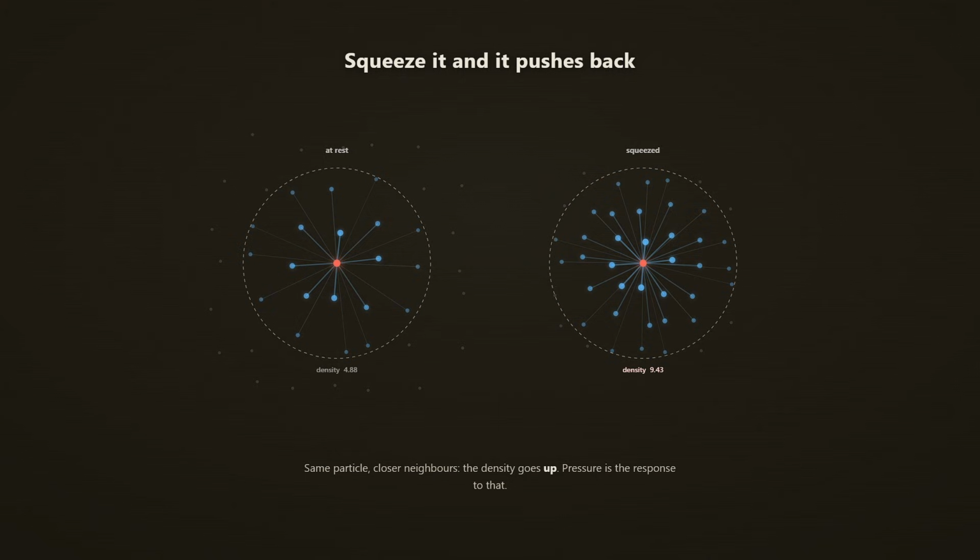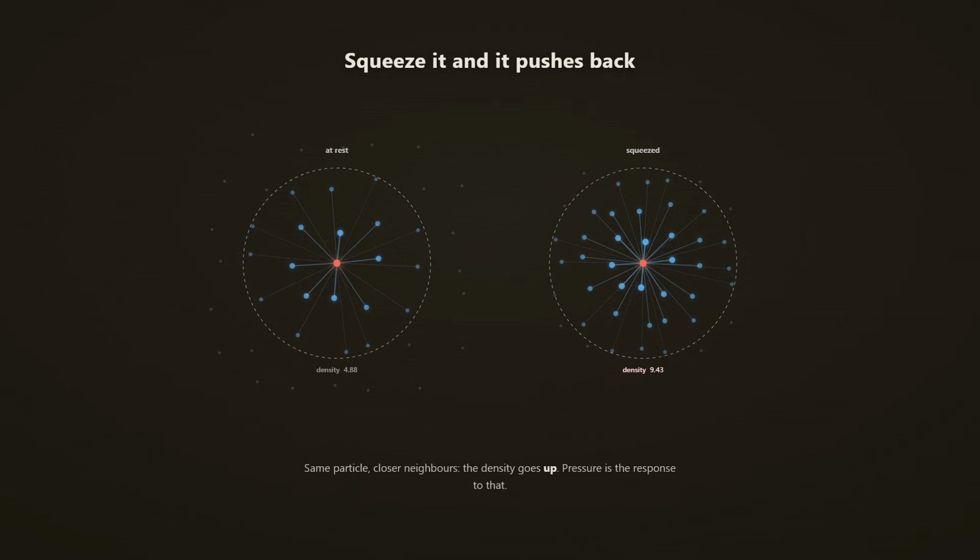The usual thing is water resists that, so compress it and it pushes back, all right? And the push is pressure. So we need two things: a density that counts as normal and a rule that turns the difference from normal into pressure, right? And the normal value is called rest density. The rule is the subject of this episode.